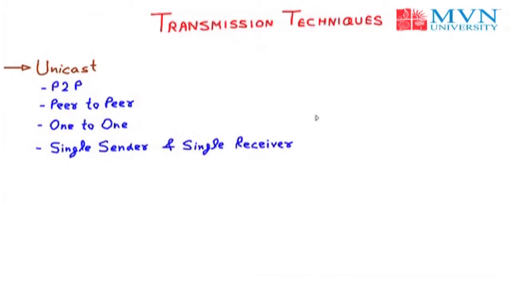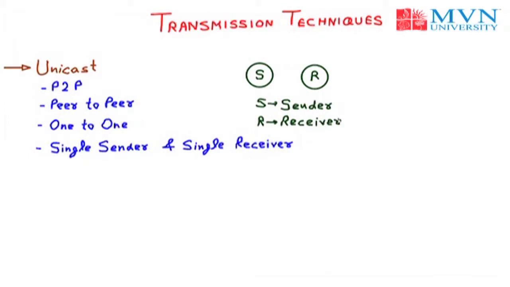So to understand Unicast, let us take the example of two computers. Now we are taking the first computer. Provide the name as S, and let us take the next computer. Provide the name R. Here S stands for sender and R stands for receiver. Now S can send the data to R in the unidirection, that means in the single side. This is the example of Unicast.